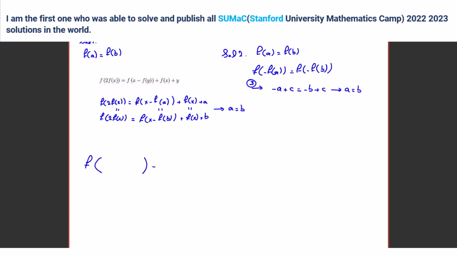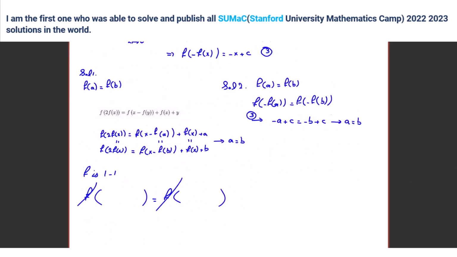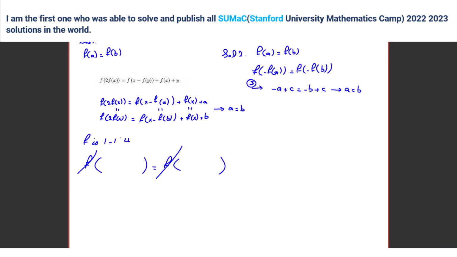When f is one-to-one, if you know f of some terms is equal to f of some terms, you can cancel these two f's. Agreed? Because the things inside are equal. So f is one-to-one as the fourth result.